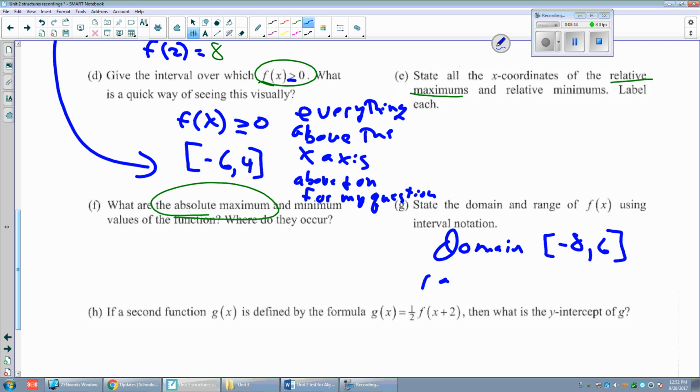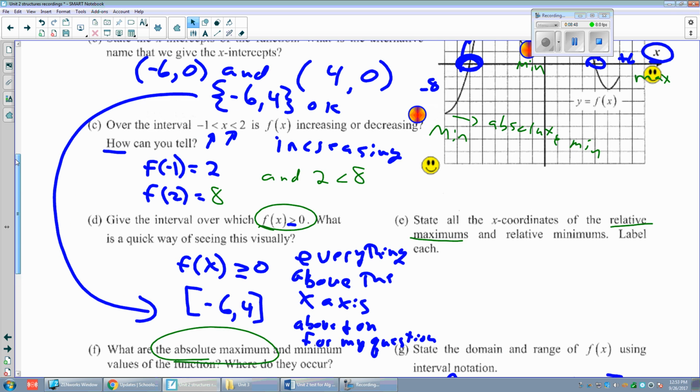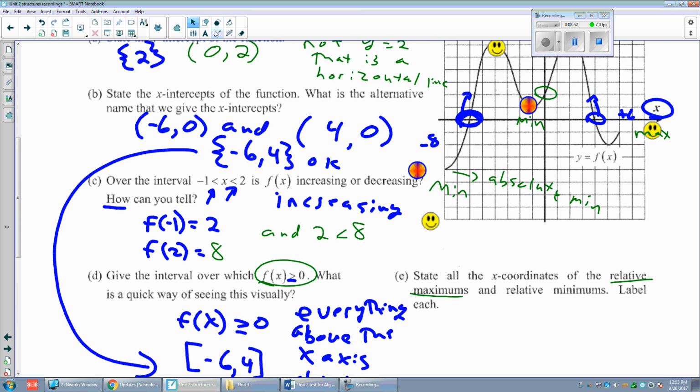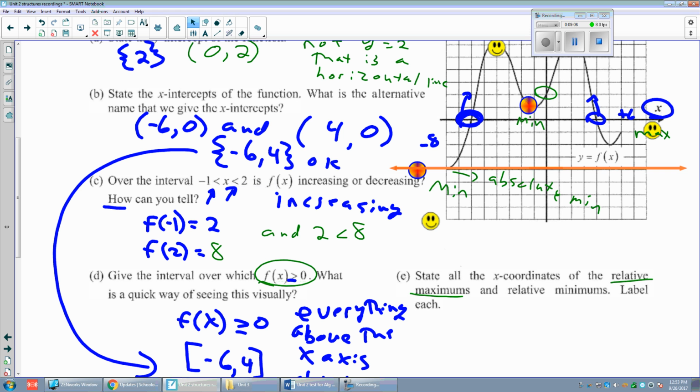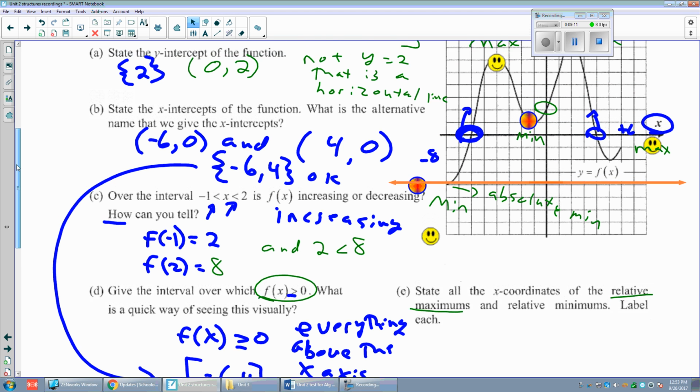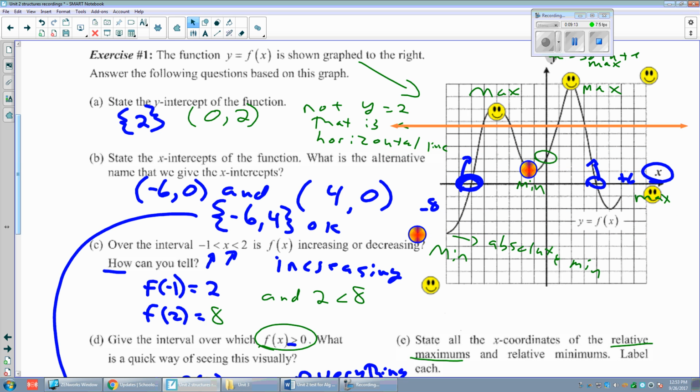Range. The highest point and the lowest point. Not skipping. Range. Lowest point. -1, -2, -3, -4. Now let's go to the highest point. Wasn't that an 8? Yep, right there. 8. So the range is -4 to 8.